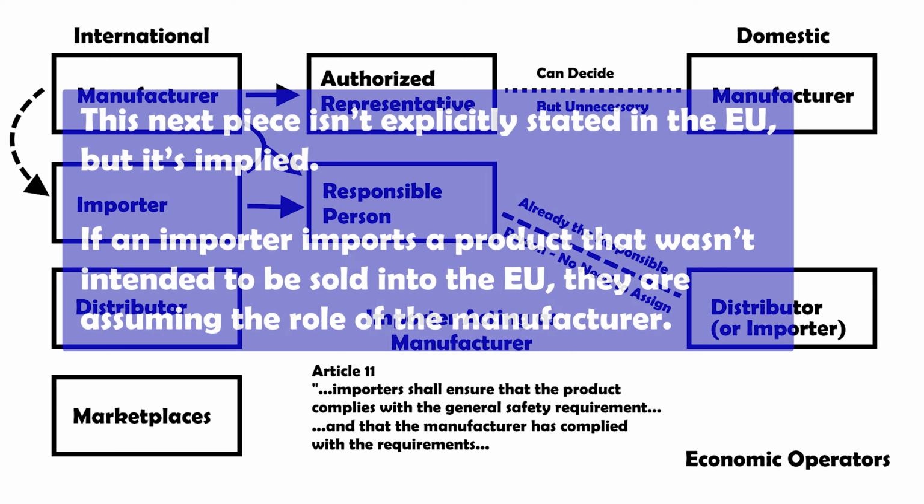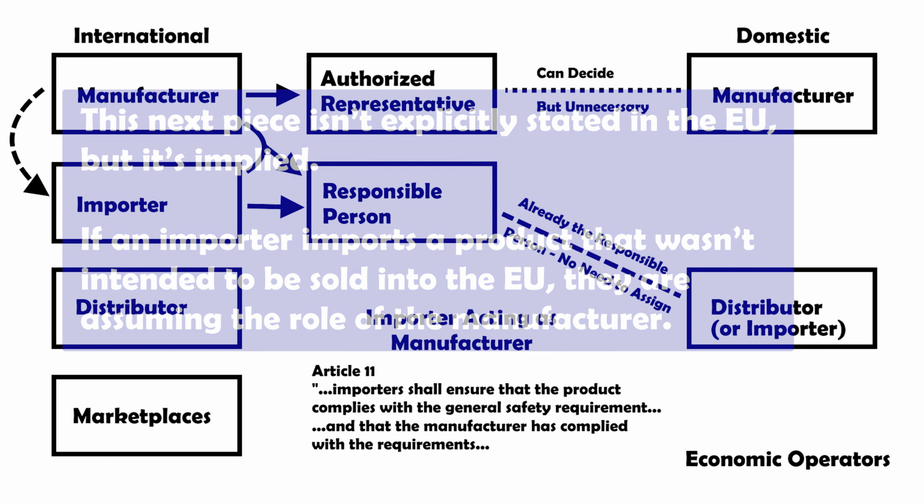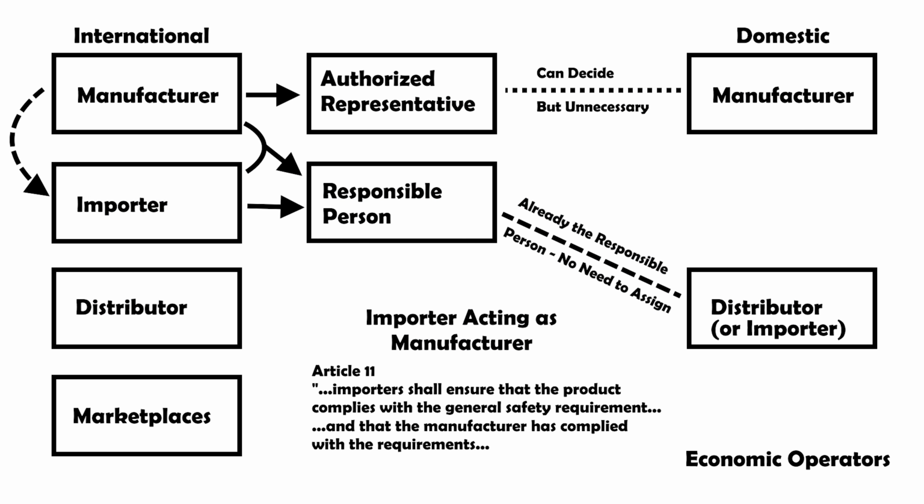If an importer imports a product that wasn't intended to be sold into the EU, they are assuming the role of the manufacturer. The GPSR says that importers are obligated to ensure that the product complies with the general safety requirements and that the manufacturer has complied with the requirements.